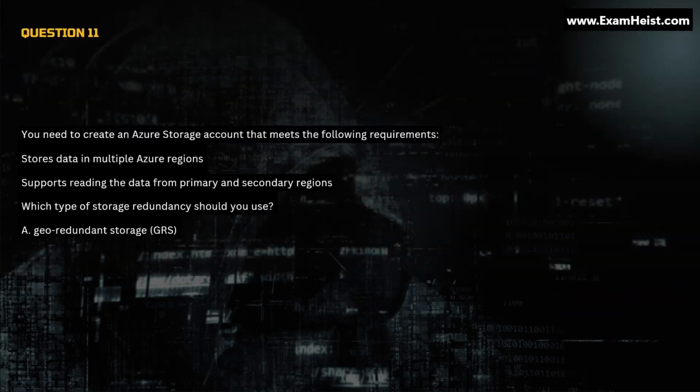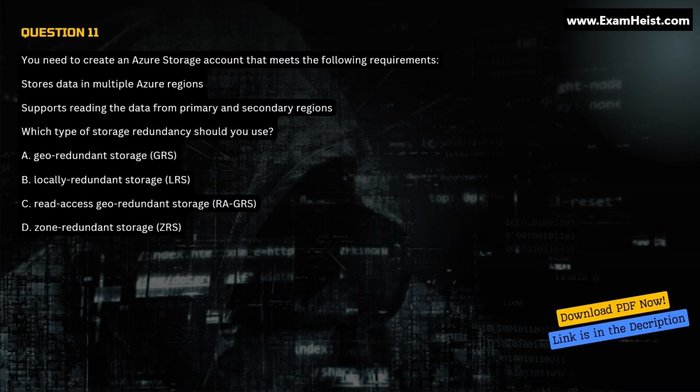Question 11. You need to create an Azure storage account that meets the following requirements. Stores data in multiple Azure regions. Supports reading the data from primary and secondary regions. Which type of storage redundancy should you use? A. Geo-redundant storage, GRS. B. Locally redundant storage, LRS. C. Read access geo-redundant storage, RAGRS. D. Zone redundant storage, ZRS.